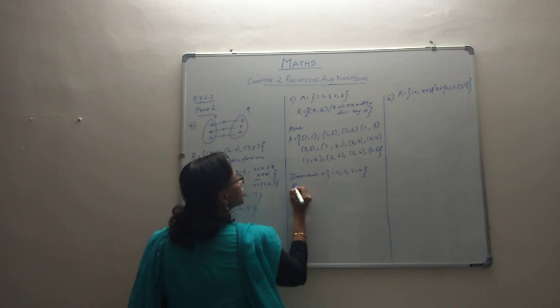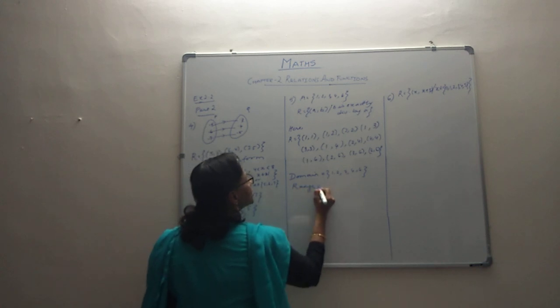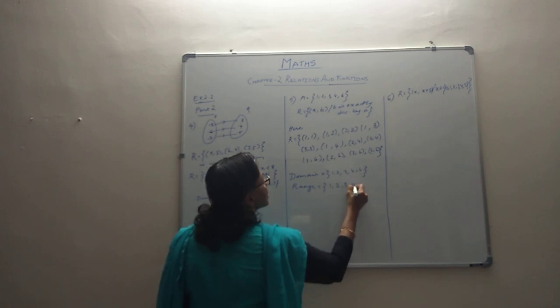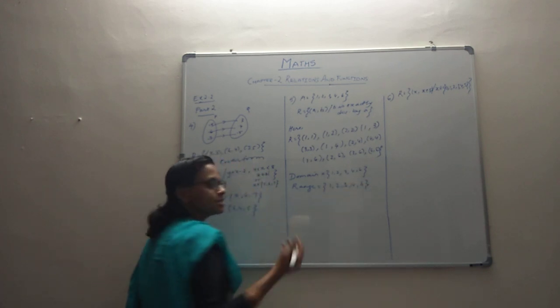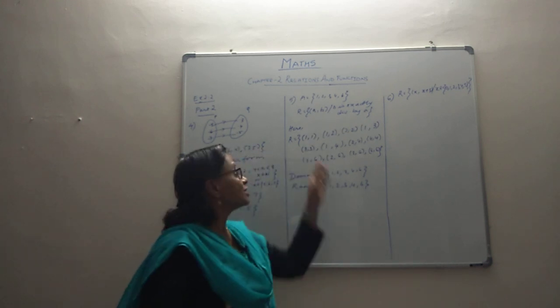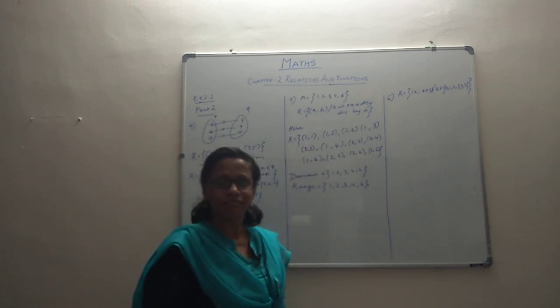Then, how about the range? Let's look at the range. Range is all the second elements. 1, 2 is there, 3 is there, 4 is there, and then 6 is there. So that is the second element. So domain is A and range is also A. That is what question number 5 is all about.